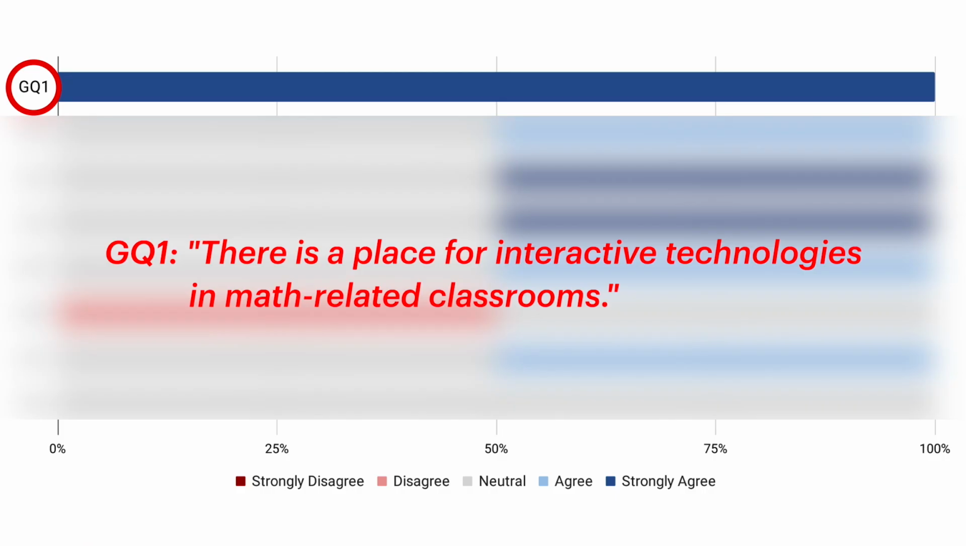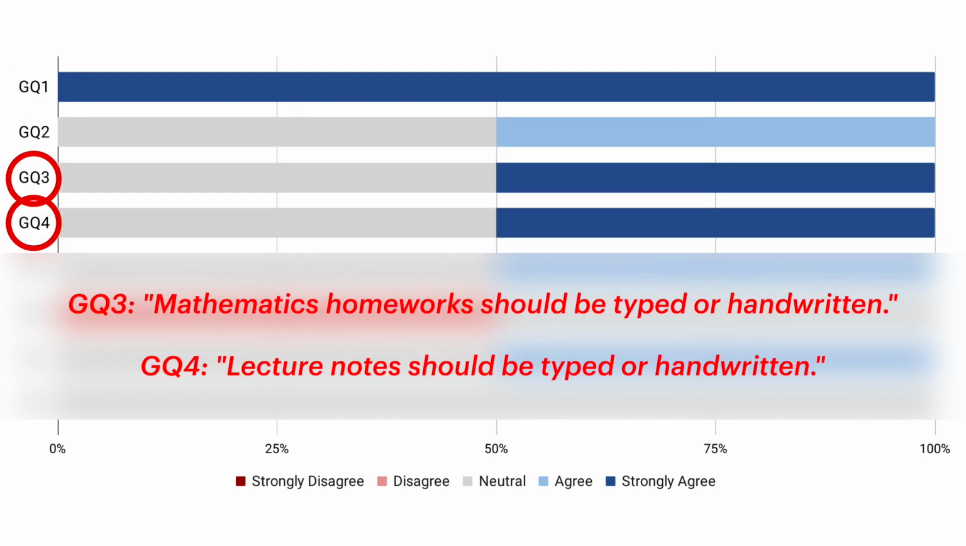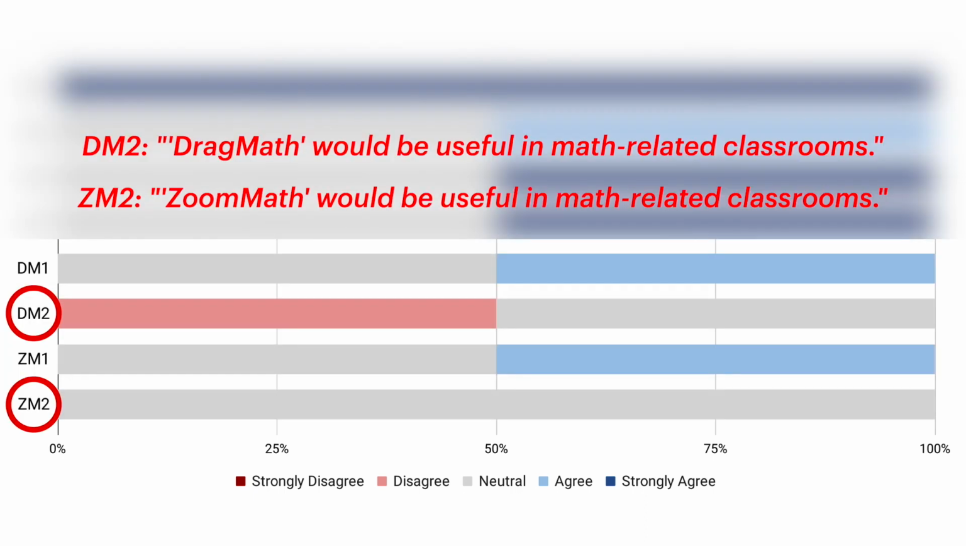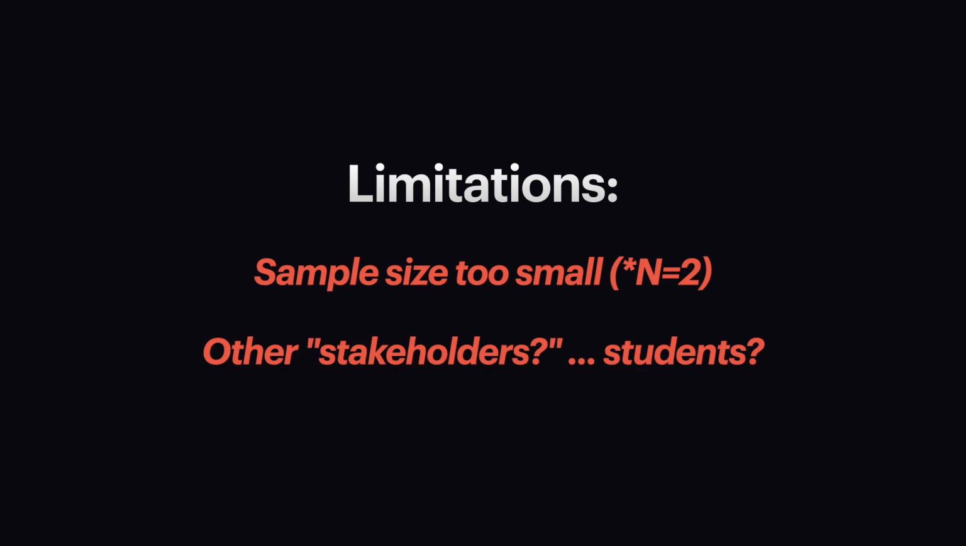Respondents also strongly agreed that interactive tools have a place in the math-related classroom, but they seem divided on how common AR would be and also divided on whether notes and homework should be typed or handwritten. Respondents also expressed a slight preference for AR interactions over GUI interactions in ConformAR. However, our sample is too small to draw conclusive results. Further evaluation should be done to account for other stakeholders, like students.